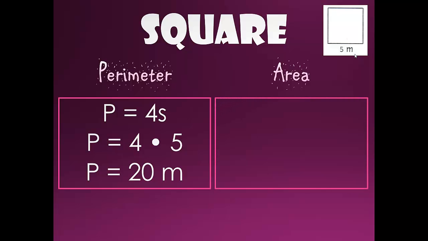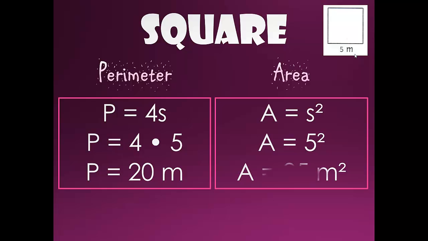Now for our area, our formula is A equals S squared, where S is equal to the side length. The side length again is 5 meters, so area equals 5 squared. 5 squared is equal to 25, so our area is equal to 25 square meters.